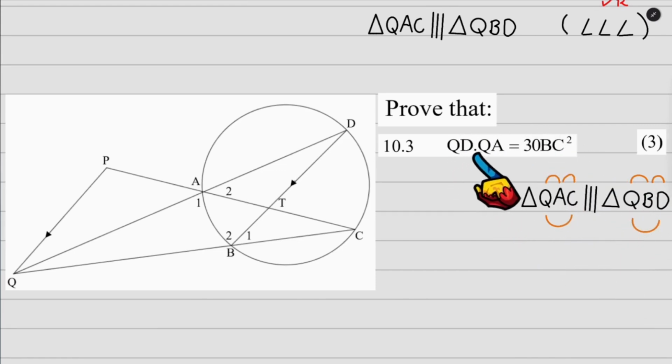So I want a QD. I see QDs over here. So I'm going to have the smile over the smile over here. So I'm going to have QC over QD. And I also want a QA in the mix, and I see a QA over here.